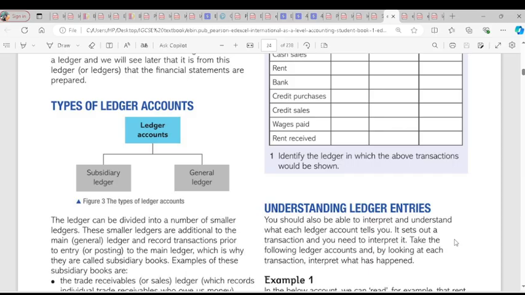Debit in the bank means you are withdrawing your money. Credit in the bank means you are saving your money. Clear? But in accounts, debit entry means you are receiving. Credit entry means you're paying. Is it clear?